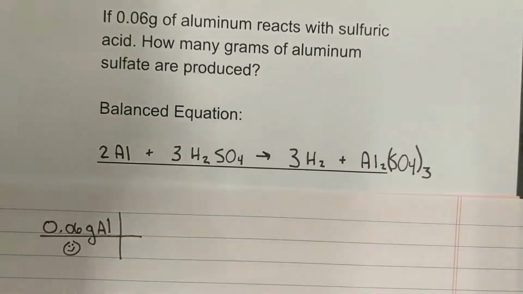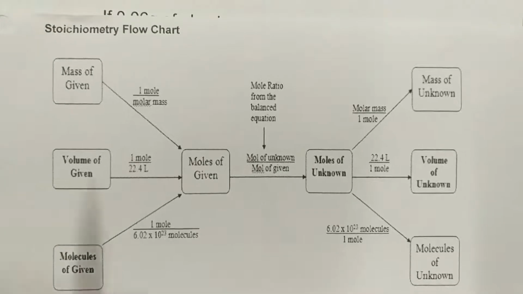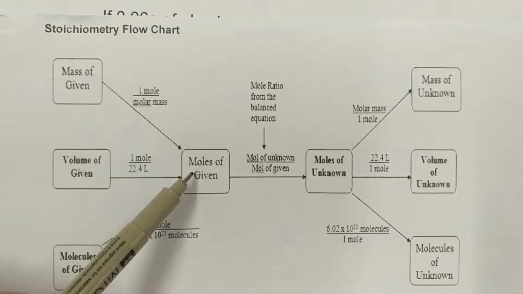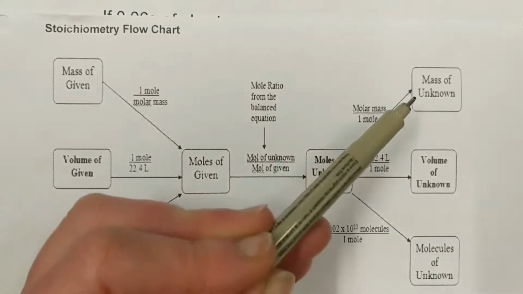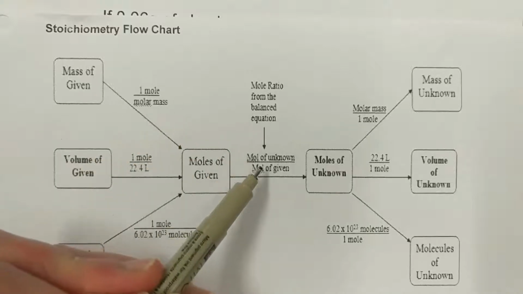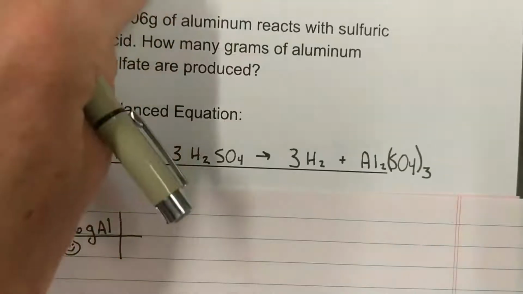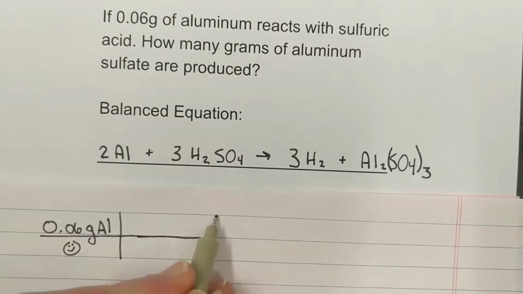So looking at our flow chart, we are starting with mass of the given. We're going to go moles of the given, moles of the unknown, and then mass of the unknown. So we need 1, 2, 3 conversion factors. So let's start with the first conversion factor.